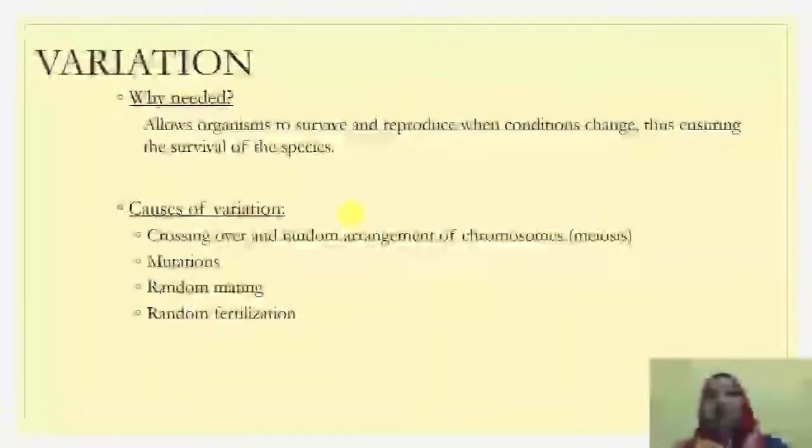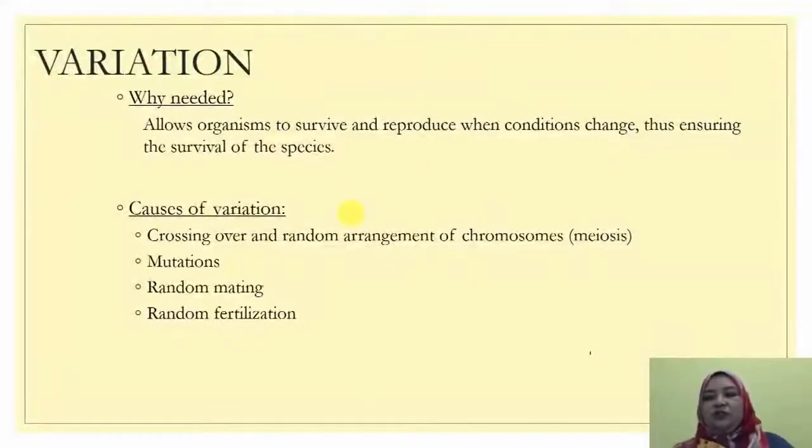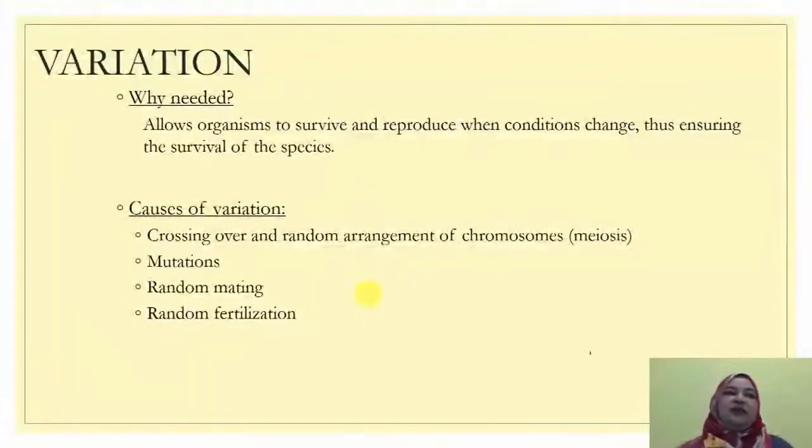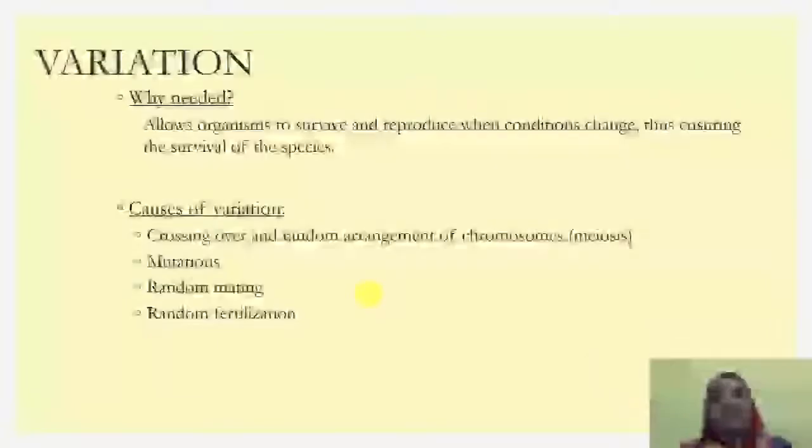Right? Our causes of variation, we've done 2 of them already: crossing over and random arrangements of chromosomes during meiosis. Mutations, right? Sometimes mutations have a positive effect, where they bring a positive characteristic into the gene pool of the organism and make it outcompete the others. And then also random mating and random fertilization.